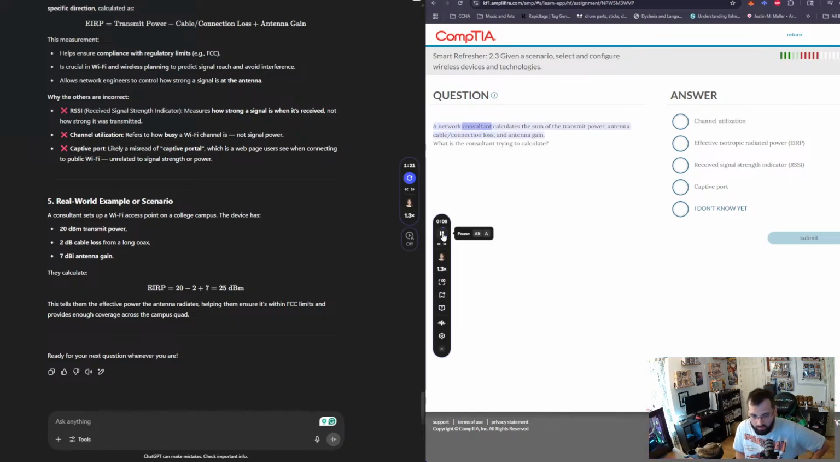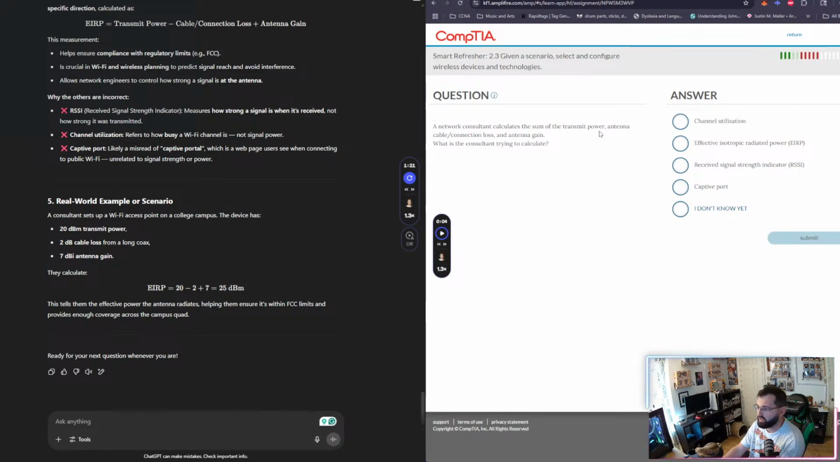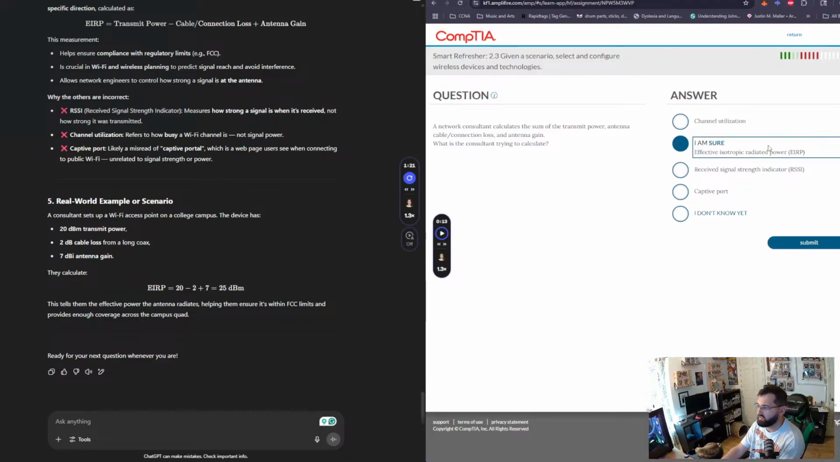A network consultant calculates the sum of the transmit power, antenna cable connection loss, and antenna gain. What is the consultant trying to calculate? Okay, so this is the transmission and this is the receive. So he's trying to calculate the sum of the transmission power, loss and gain. That is the transmission, which is the effective isotropic radiated power.